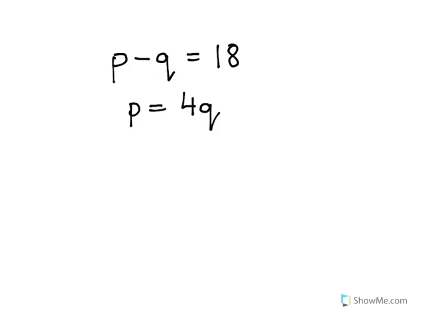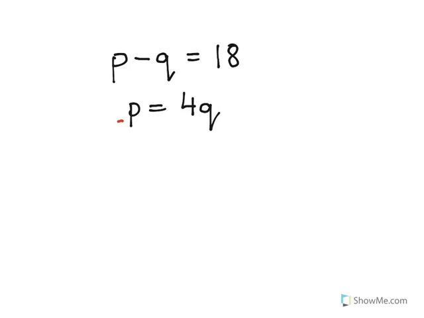So I've got that the difference of two numbers, p minus q, difference always means minus. The difference of two numbers, p minus q, equals 18. P is the larger number, and it's the same as 4 lots of q. So P is the same as 4Q. What do I do then?